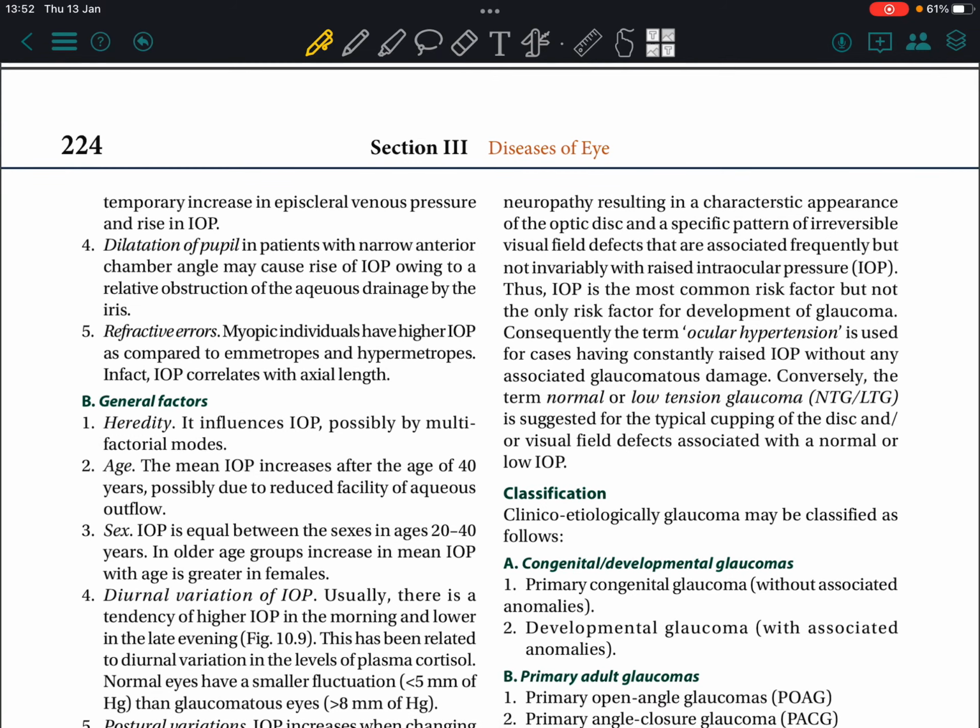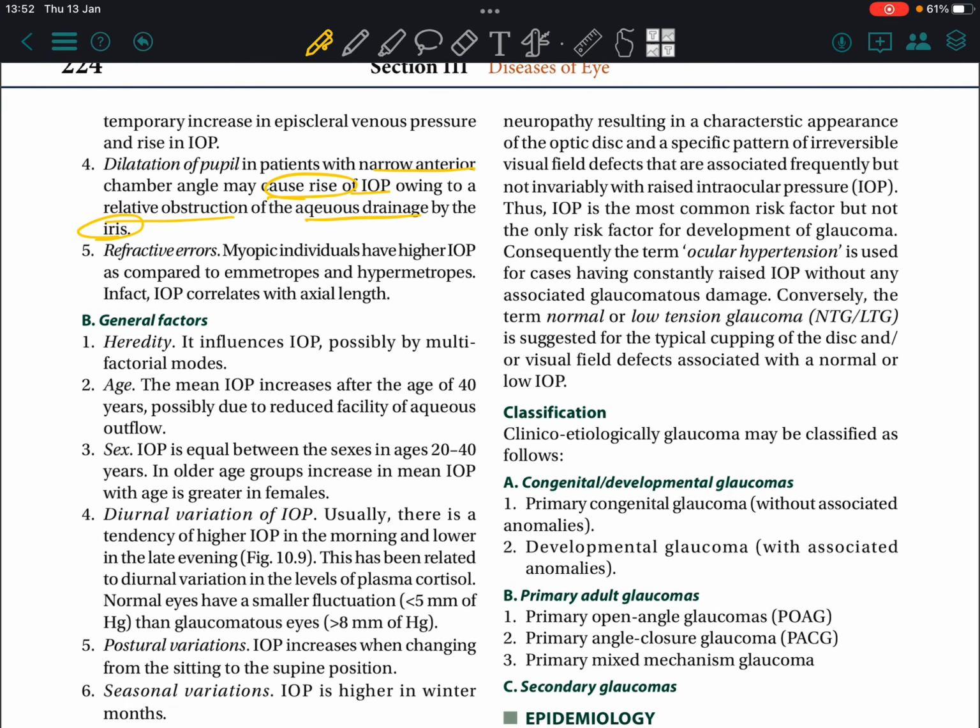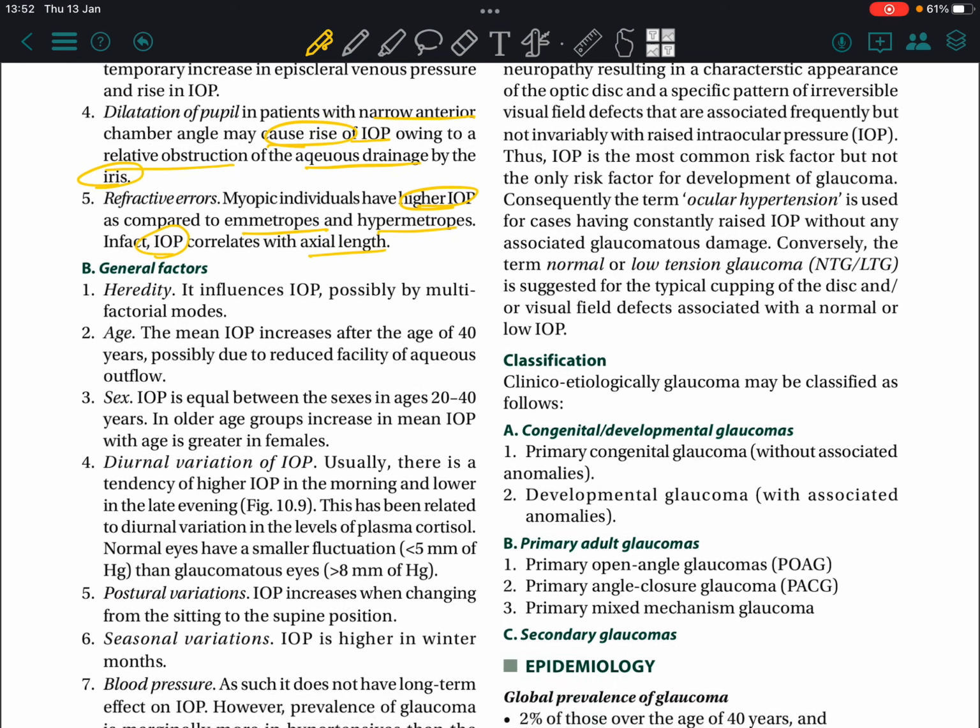Dilation of the pupil in a patient with a narrow anterior chamber angle may cause rise of IOP, owing to a relative obstruction of aqueous drainage by the iris. Refractive errors: myopic individuals have higher IOP as compared to emmetropes and hypermetropes. In fact, IOP correlates with axial length.